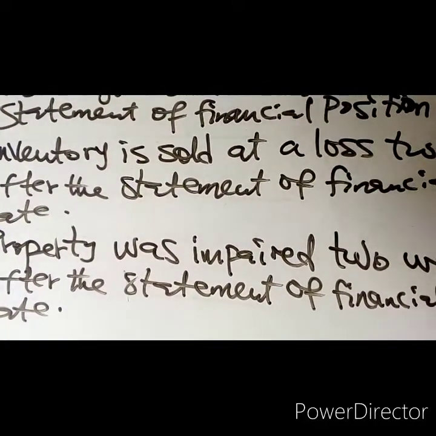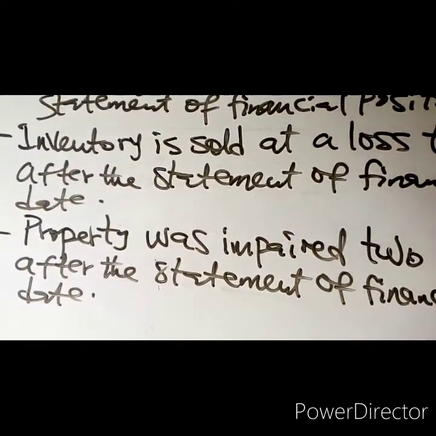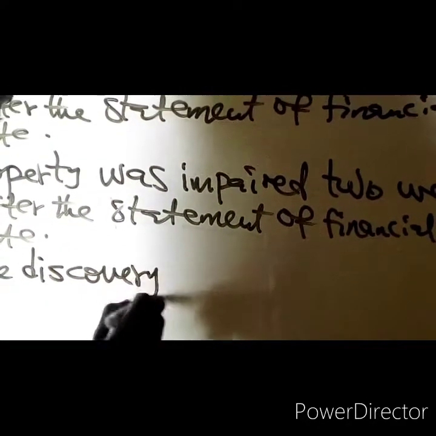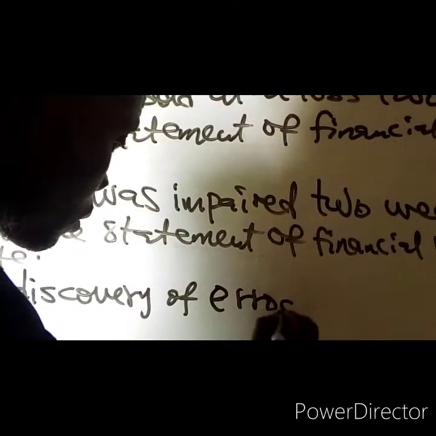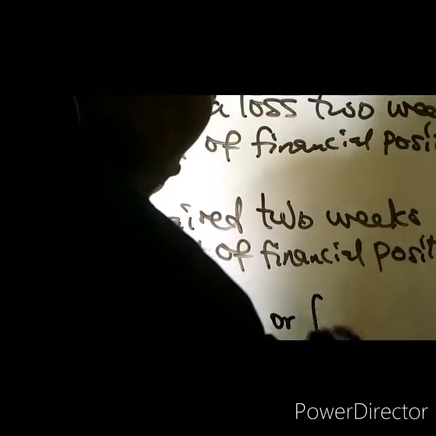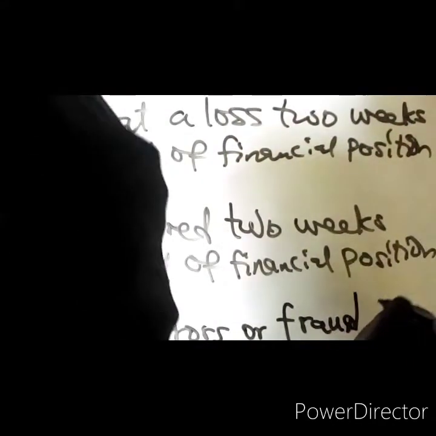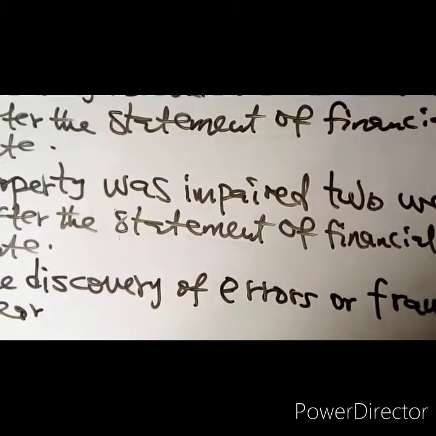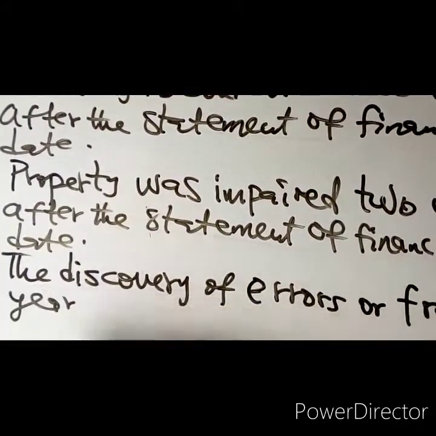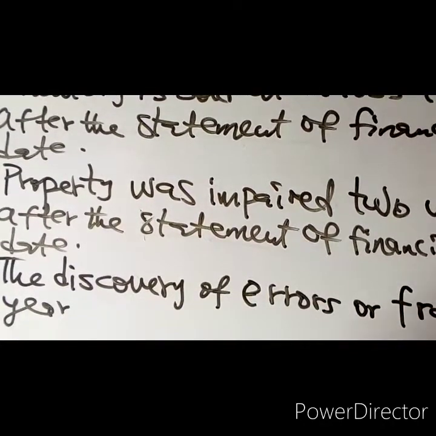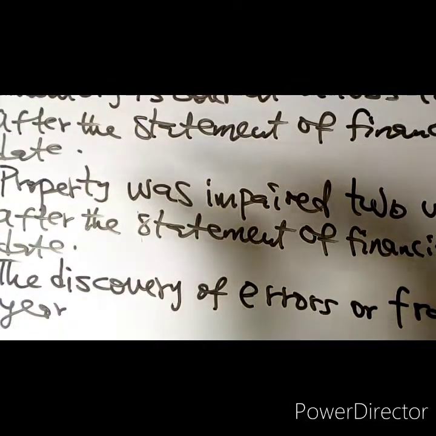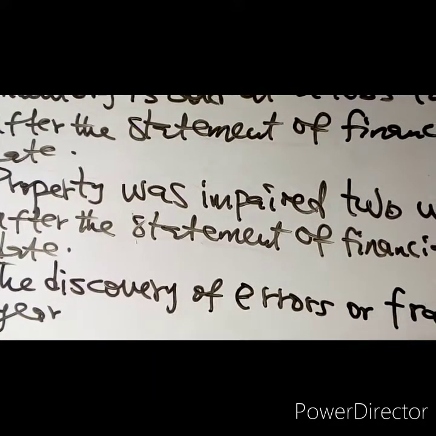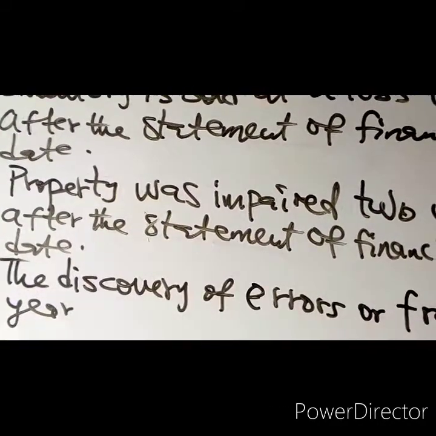Then number 4, the discovery of errors or fraud in the year. Errors or fraud that occurred in the year but were discovered between the reporting date and authorization date is an adjusting event. It shows evidence that the errors were committed in the financial period or at the reporting date.